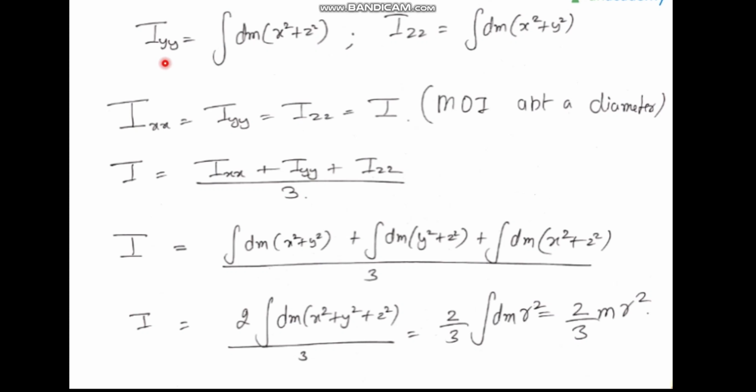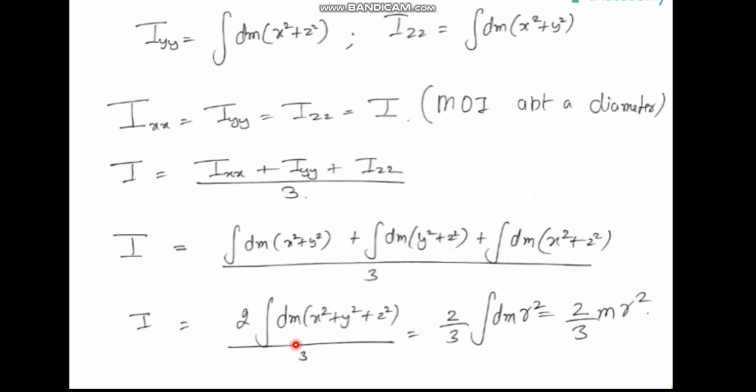Similarly, I can write the moment of inertia about the y-axis. It will be dm into x square plus z square. And about the z-axis, it is the integration of dm into x square plus y square. Now the moments of inertia about all these three axes are equal, and let us say it is I, which is the moment of inertia about a diameter. So I can write I as Ix plus Iy plus Iz by 3. Since all three are equal, if we put all three as I, this becomes I. Now Ix is dm into x square plus y square, Iy is dm into y square plus z square, Iz is dm into x square plus z square. If I add these, I will have 2 times x square, 2 times y square, and 2 times z square.